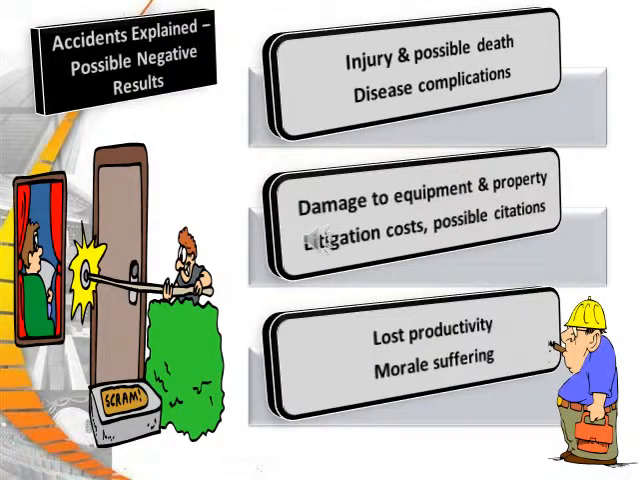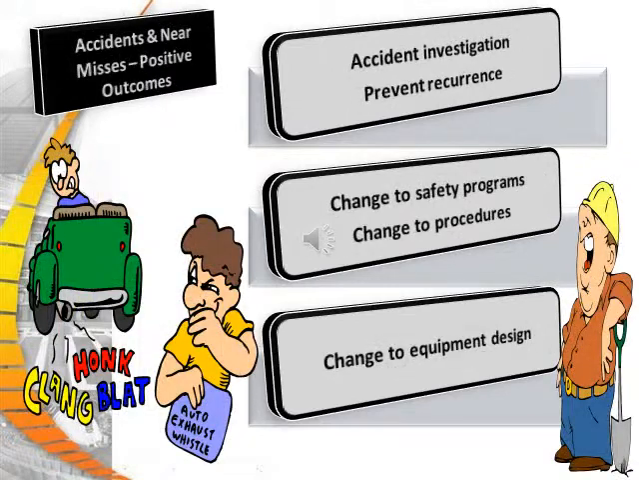Injury and possible death, disease complications, damage to equipment and property, litigation costs, possible citations, lost productivity, morale suffering. These are all possible negative results of an accident. Positive outcomes of an accident or near miss would be an accident investigation which prevents reoccurrence, a change to safety programs, change to procedures, or change in equipment design.